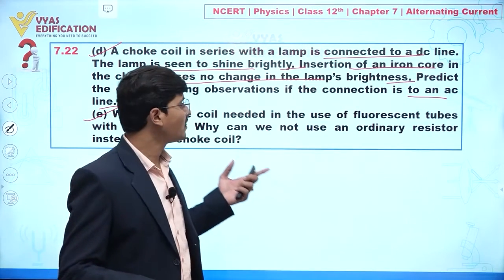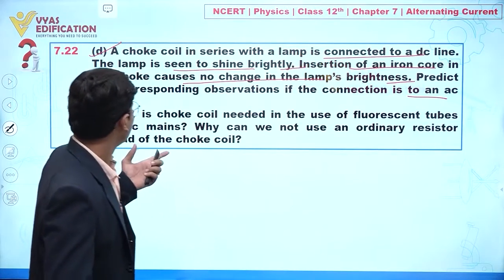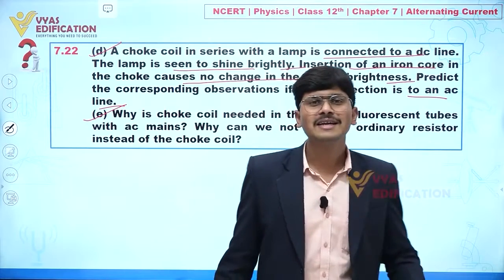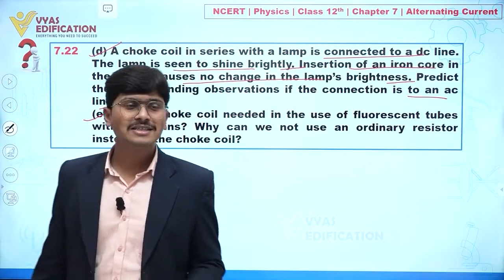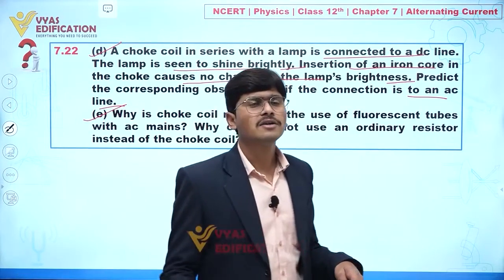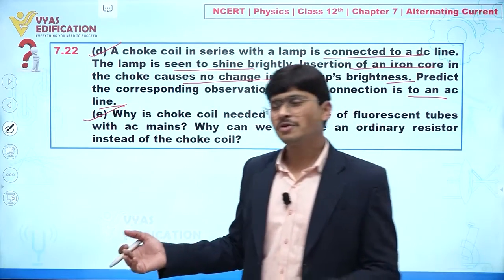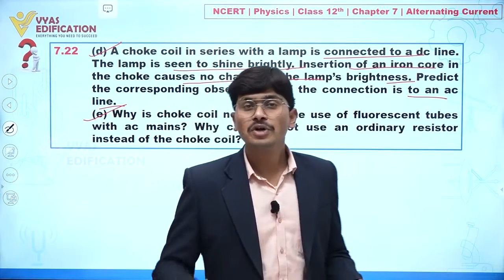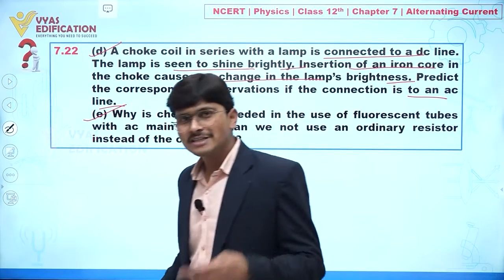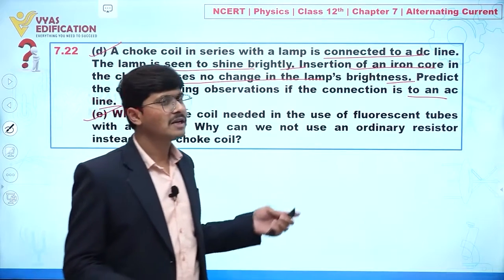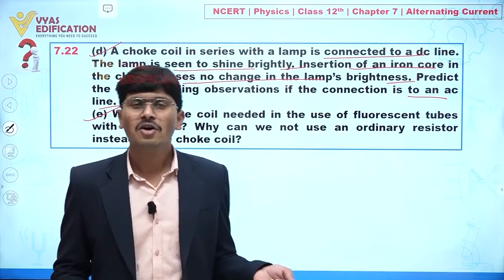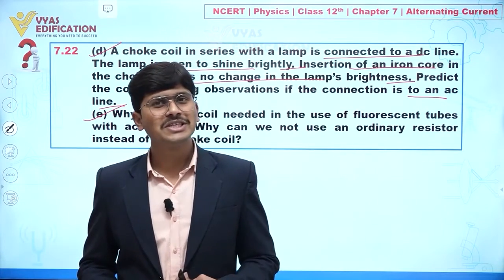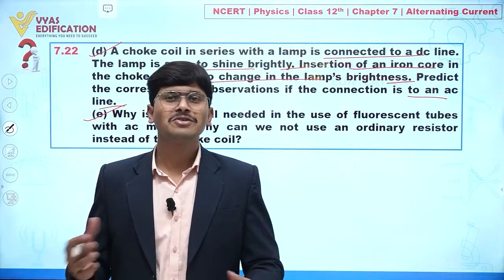But if we have a DC supply, we do not use an ordinary resistor. Why? Because in an ordinary resistor, a large amount of heat is generated, because P equals I squared R. I squared RT is the amount of heat generated. When a large amount of heat is generated, the circuit may be burnt, or the fluorescent tube may be damaged. So this is all about question number E, and all about the total questions.